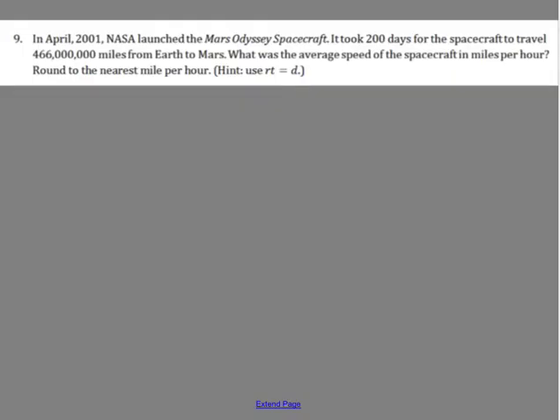Let's take a look at number 9. So for number 9, it says that NASA launched the Mars Odyssey spacecraft, and it took 200 days for the spacecraft to travel 466 million miles. So we're traveling 466 million miles. We want to find the average speed in miles per hour.